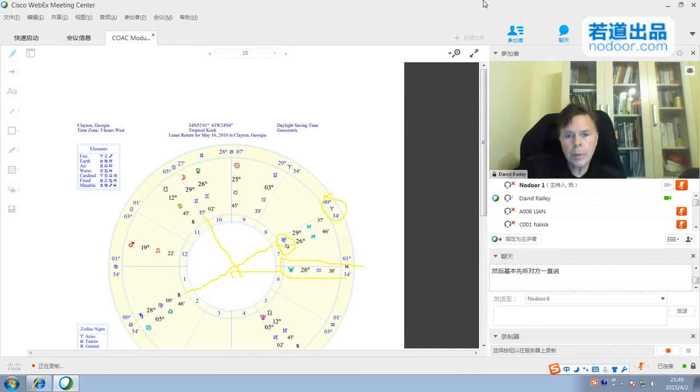Because there will certainly be some things that surprise you. Like in 1985, I had a client who had bone cancer and was given 6 months to live. She had a very stressful forecast in terms of transits and progressions. She thought she was going to die. She was pretty sure of it.